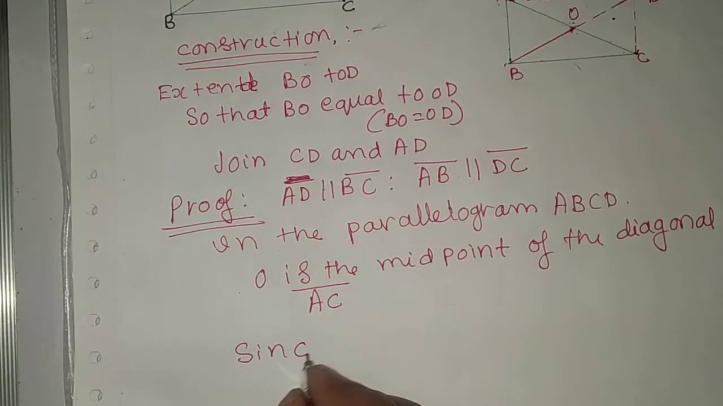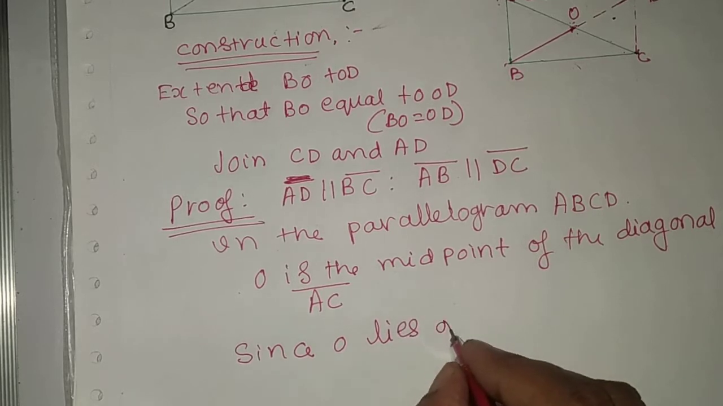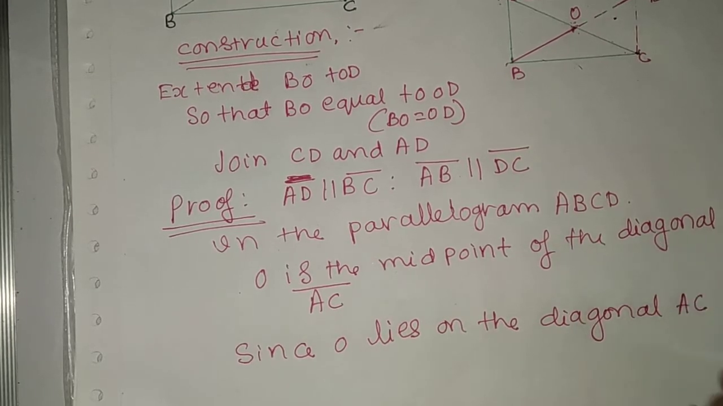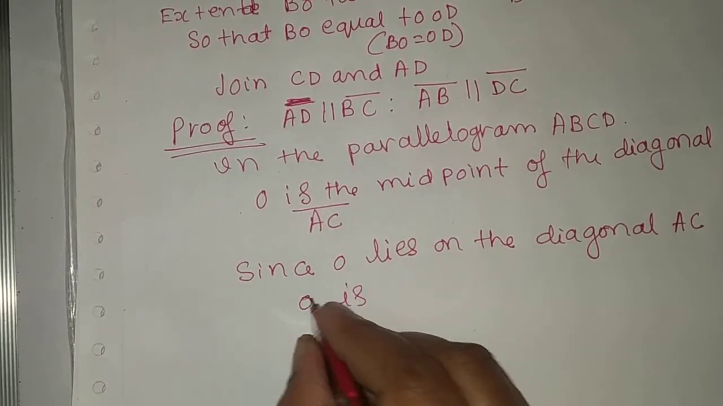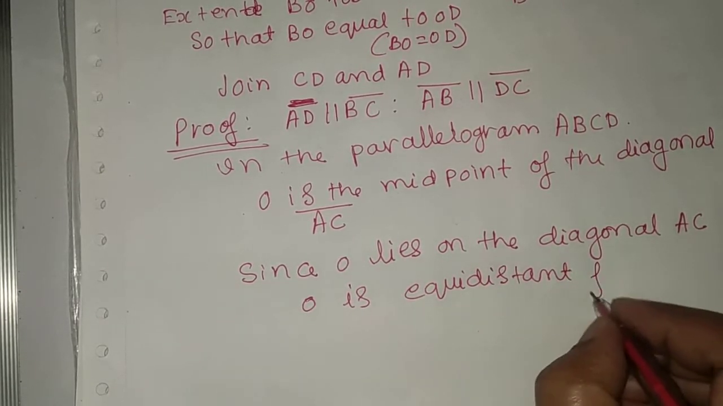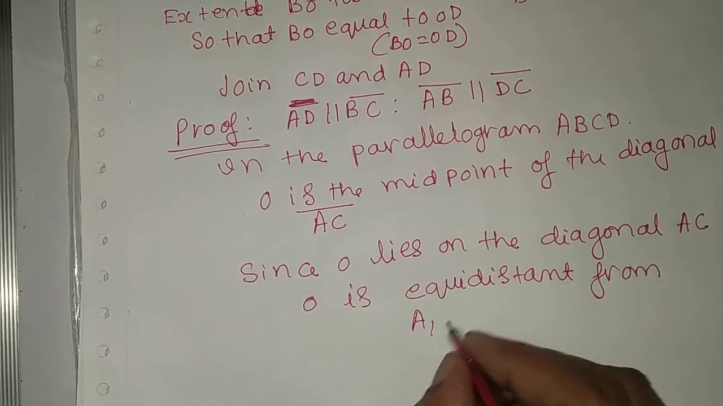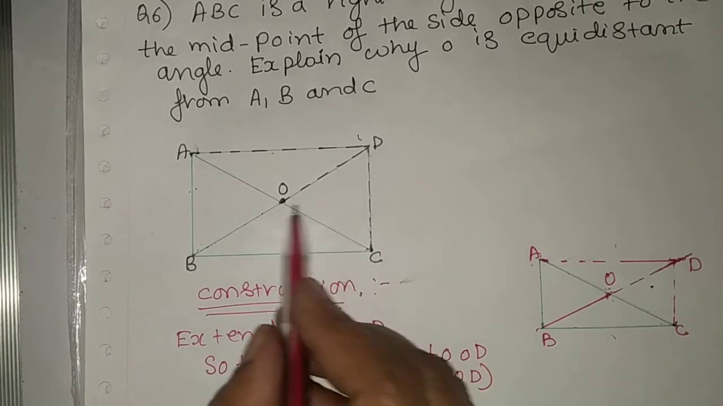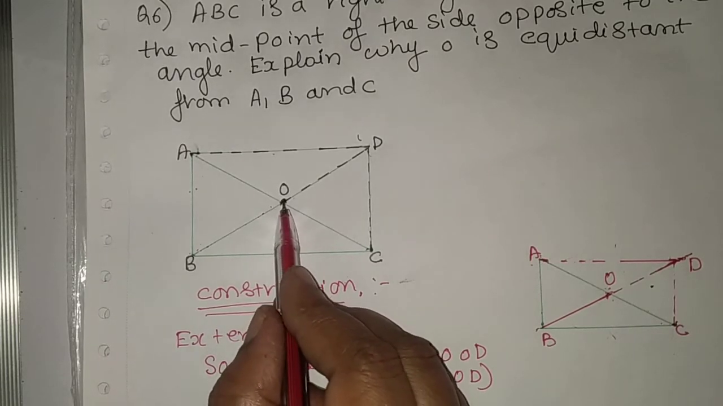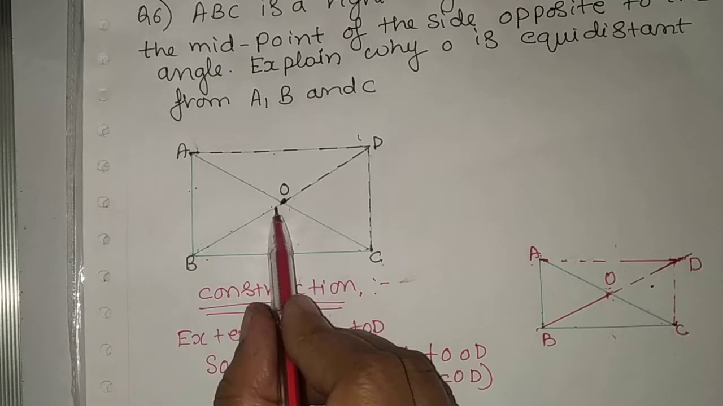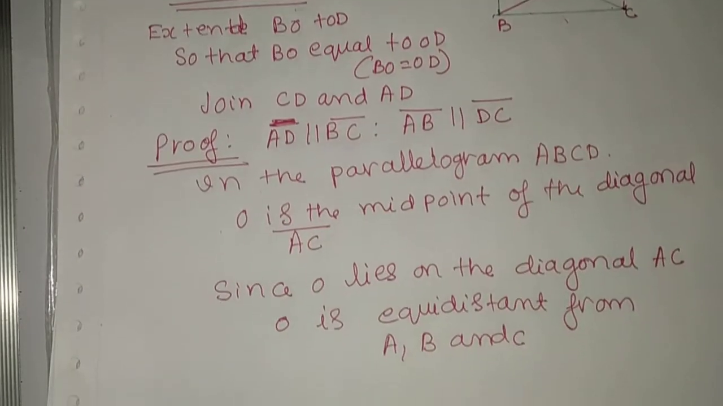So now finally we have to write, since O lies on the diagonal AC, O is equidistant from A, B and C. So see the figure, this one is equidistant, meaning the distances are equal between AO, OB and OC. So therefore we call O equidistant from A, B, C. It means all have equal distance from A to O, B to O and C to O. So this is the solution for the last problem of this chapter.